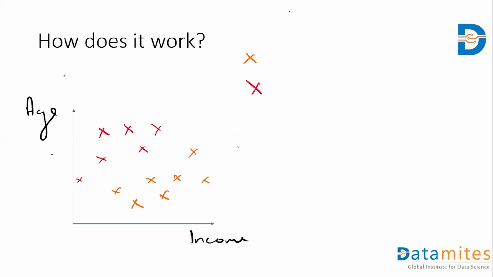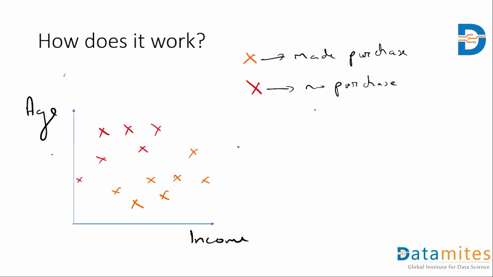So imagine that you are running some sort of a store and you have been recording the details of your customers in terms of what their age and what their income is. And these orange instances are the customers who have made the purchase of a product. And these red ones are the ones who have not purchased anything, right?